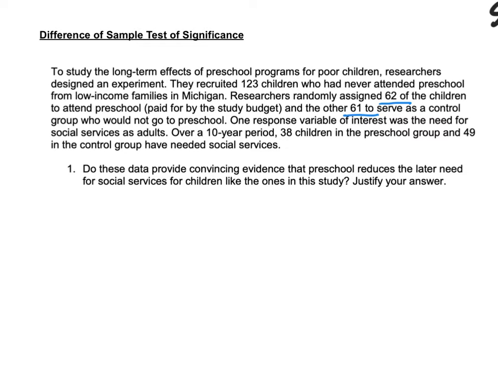Question, do the data provide convincing evidence that preschool reduces the later need for social services in this? That means run a test, which means phantoms. All right, now check this out. I do not see the word proportion. I do not see the word means anywhere on here, but I do know that if you give me the number of successes over the number of sample, then I do have a proportion, all right?